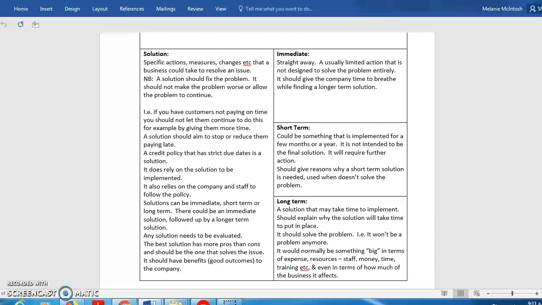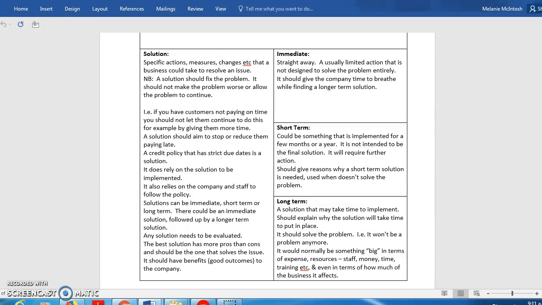Key thing with solution is it should fix the problem. Obviously there are some things, like workplace incidents, that you can only try and prevent. Or production disruption, you can't stop an earthquake. But we're looking at things that can try and mitigate or deal with it. If there's an earthquake, you can prepare for it. You can't necessarily stop it. But solutions should fix the problem. They shouldn't make it worse, and they shouldn't allow it to continue, especially with recruitment issues and bad debts.